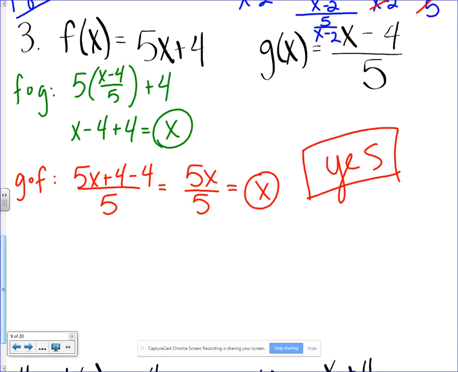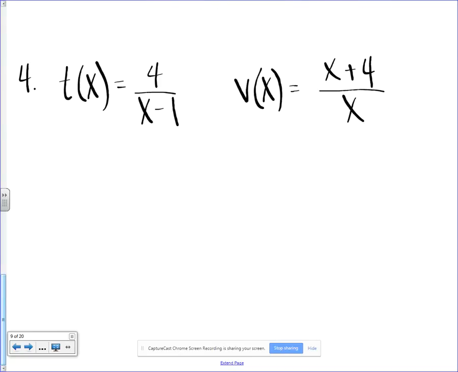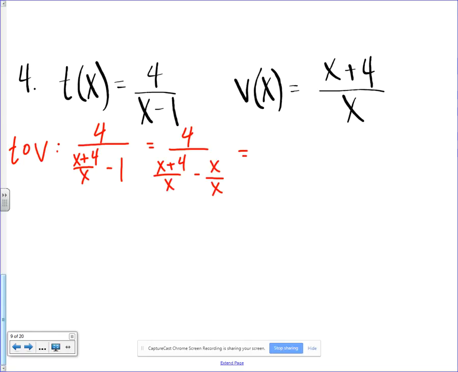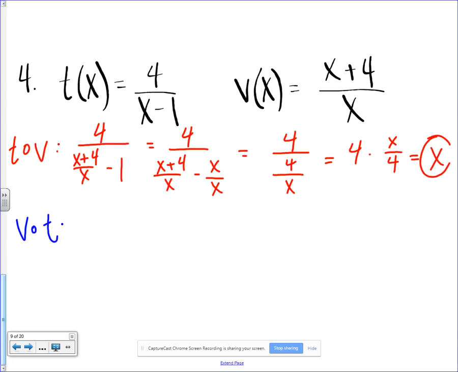All right, let's do one more of these, and then we'll move on to something else. Take the v function, put it into the t function. Gonna have to get common denominators, which will be x. Combine them. Multiply by the reciprocal. So far, so good. Again, make sure you pause this if you need to catch up here.